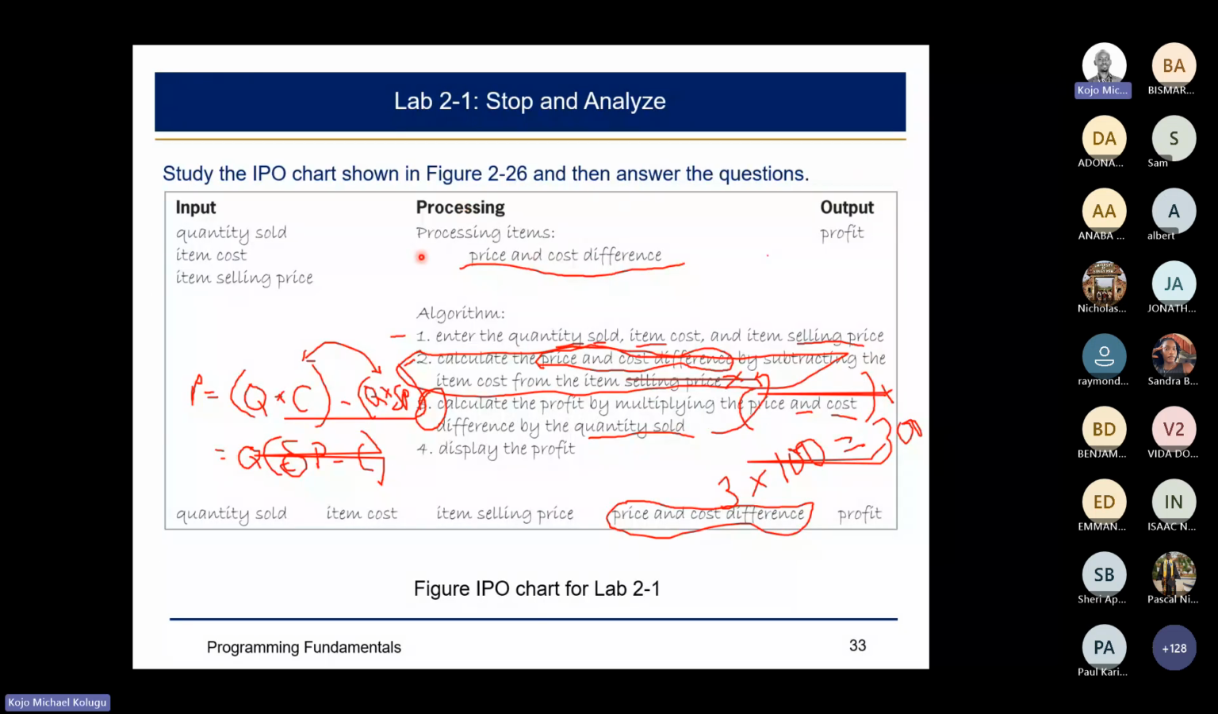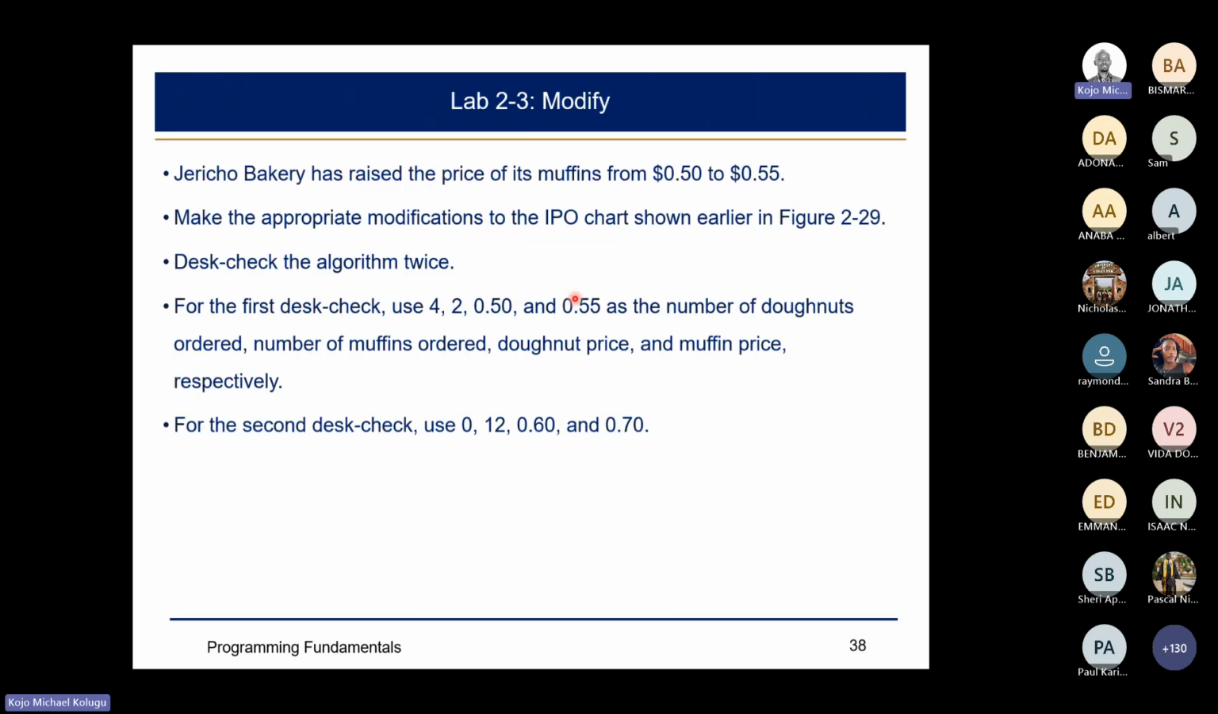Right. So here, the processing item that we had here was the price and the cost difference. Now, the processing item is what we usually refer to as an item that is not an input necessarily, neither is it an output, but it is actually an item that is created in the processing part, to be used just in the processing part. Okay, so knowing that, let's move down to this, the fifth one.